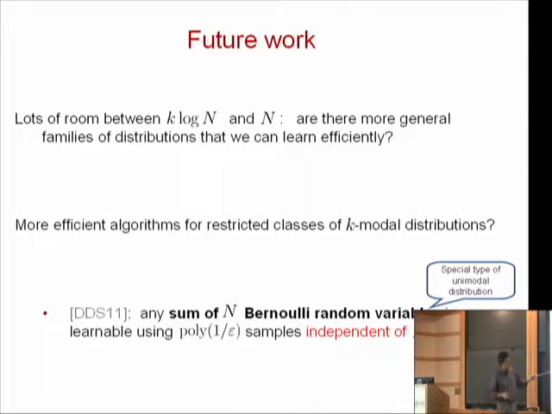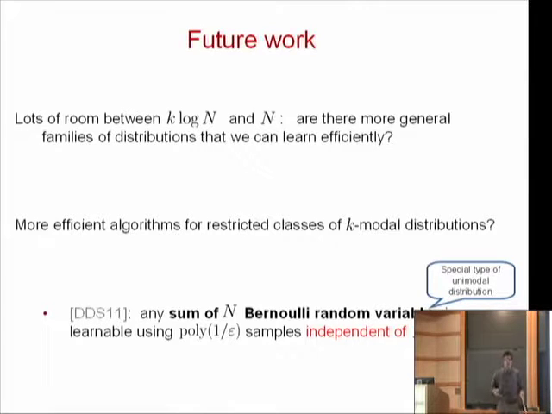In terms of more specific, it seems plausible to me that there actually are restricted subclasses of k-modal distributions where you could do even better than we've done. In particular, one special case we analyzed in some different work is a very special type of unimodal distribution. Imagine you have n coins with different unknown biases, okay? And you toss all n coins and you see how many heads you get. So you have a sum of n unknown Bernoulli random variables. Not a binomial distribution, you don't know the different p_i's for these guys. And you want to learn a distribution like this to epsilon accuracy in variation distance. Well, it's going to be unimodal.